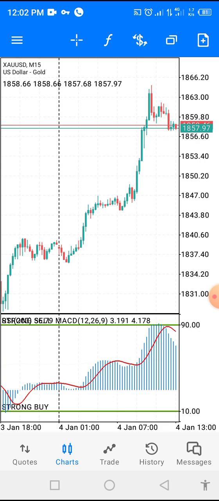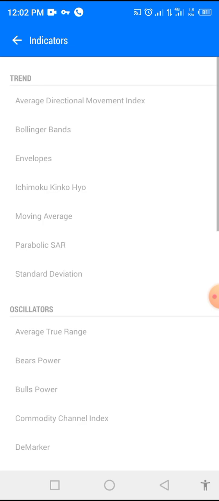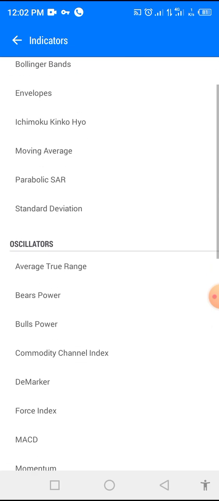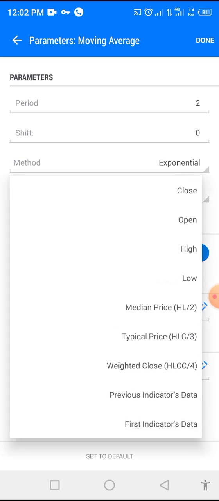It's a very 100% working strategy. Now we'll add the last indicator, which is the moving average. The period is 2. Shift 0. The method is exponential and apply to previous indicator.